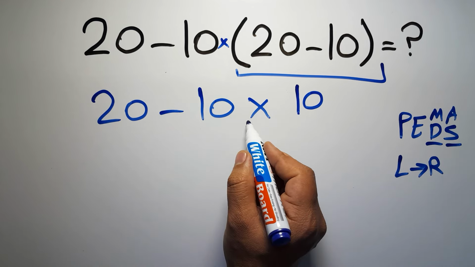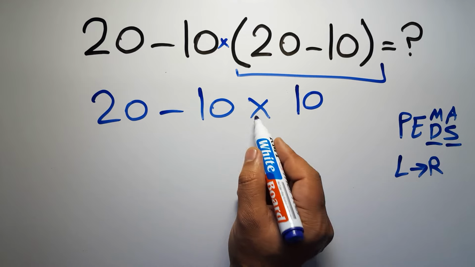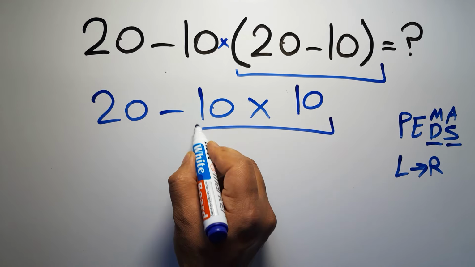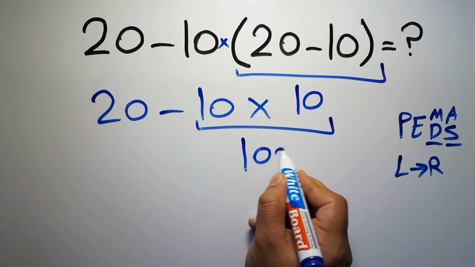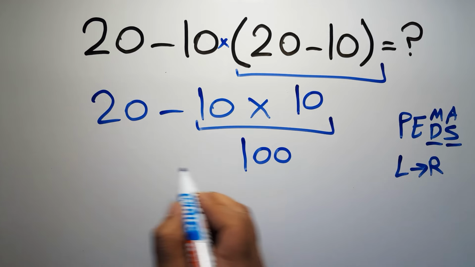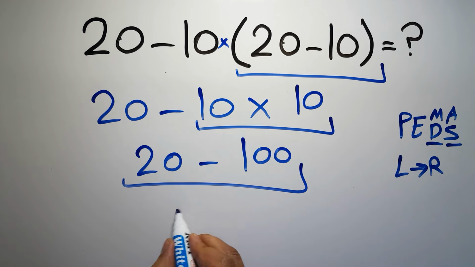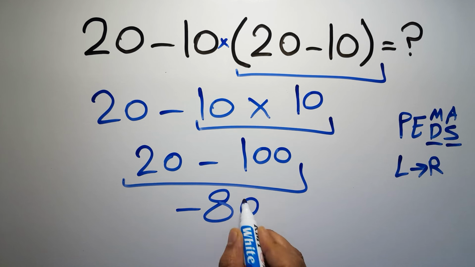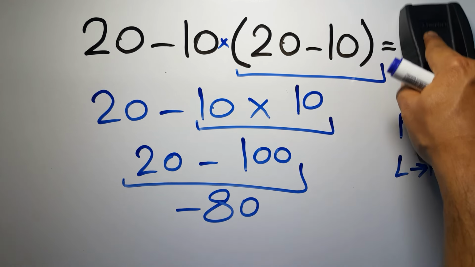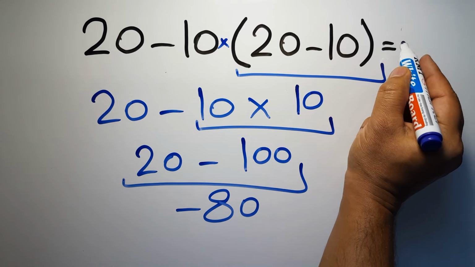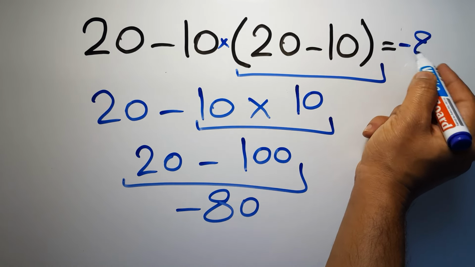So here first we have to do this multiplication. 10 times 10 is just 100. So 20 minus 100, which equals negative 80. And this is our final answer to this problem. The correct answer is negative 80.